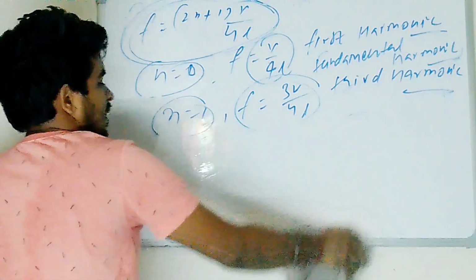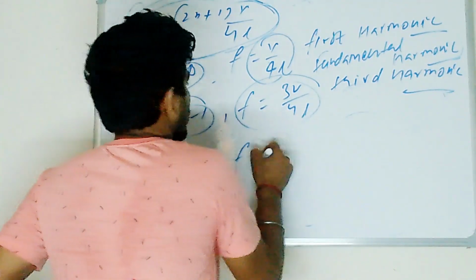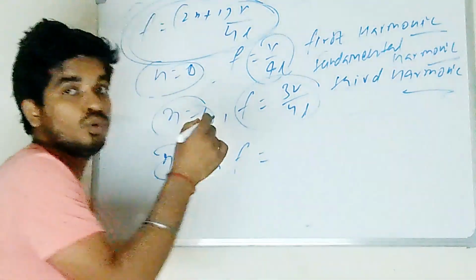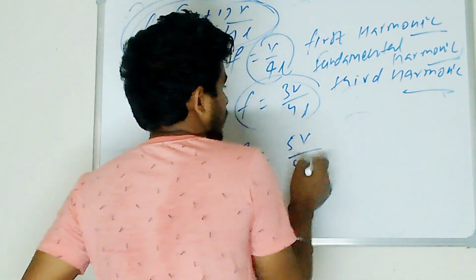Okay, 2 into 2 plus 1, that is the fifth harmonic. So n equals 2, put n equals 2 over here. So f equals 2 into 2 plus 1, which is 5. So 5v by 4l. This is what we are getting: the fifth harmonic.